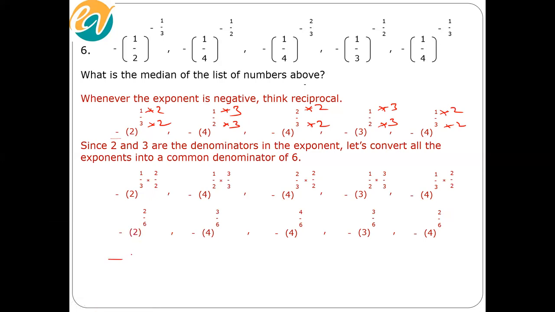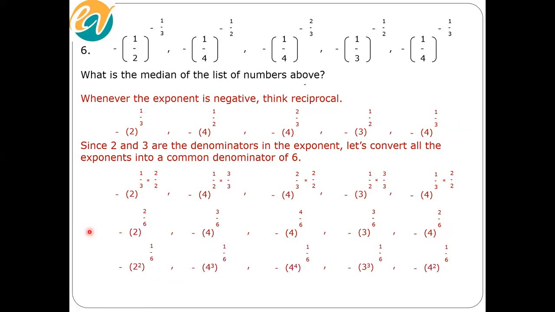Minus of 2 square raised to the power of 1 by 6. Are we clear? See, because this is what? Nested exponents. And what do we do with nested exponents? Multiply the exponents together, right? Similarly, how about this? Minus of 4 cube raised to the power of 1 by 6, and so on, right?